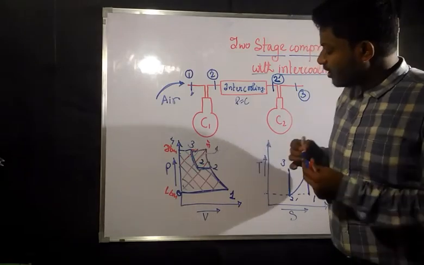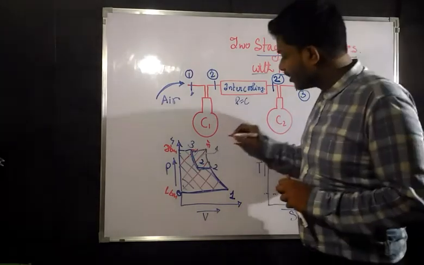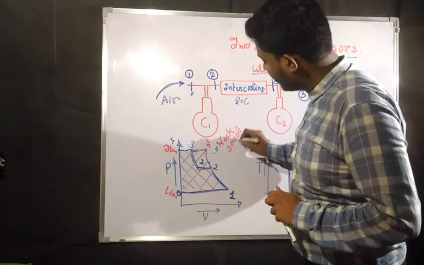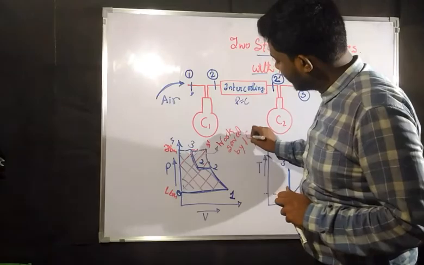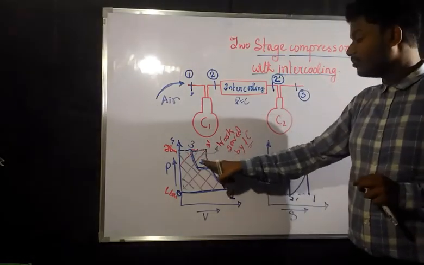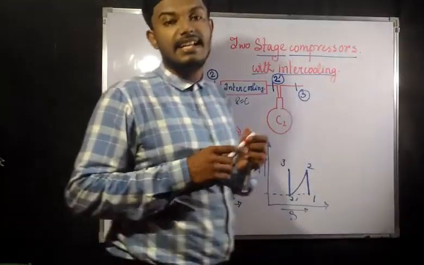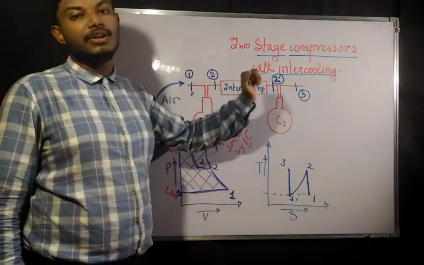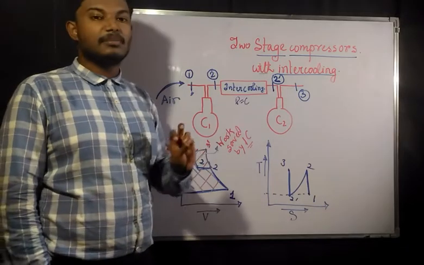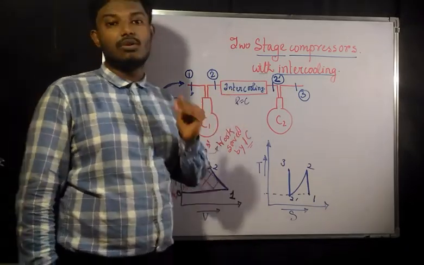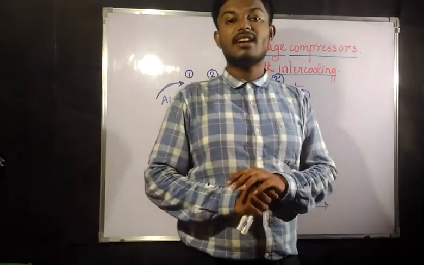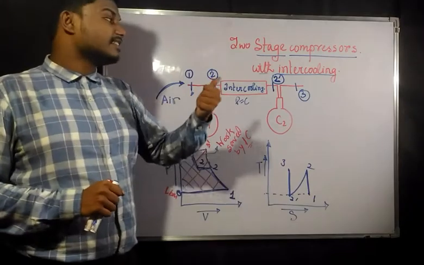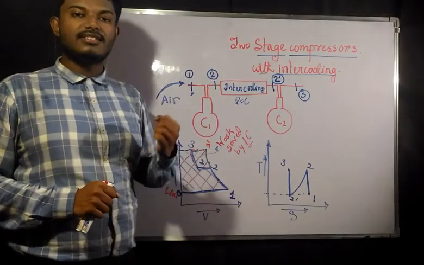So this much work is what? This much work is nothing but work saved by intercooling. That means this much amount of area, or this much amount of work, has been saved by intercooling. So we can now say that it has been proved that if we use intercooling between the stages of multi-stage compressors, then whatever work is required by the compressor is going to decrease. So work required in a multi-stage compressor with intercooling is always lesser.